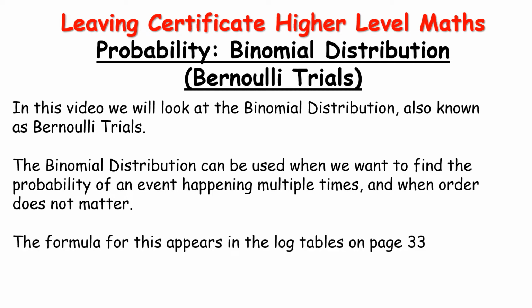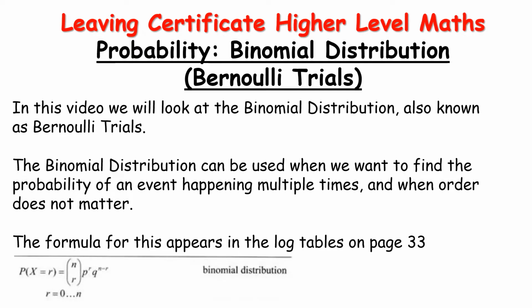So we have a formula for this and it's on page 33 of our log tables and it looks like this. So the probability of x happening r times is n choose r, p to the power of r, q to the power of n minus r, where r is between 0 and n.